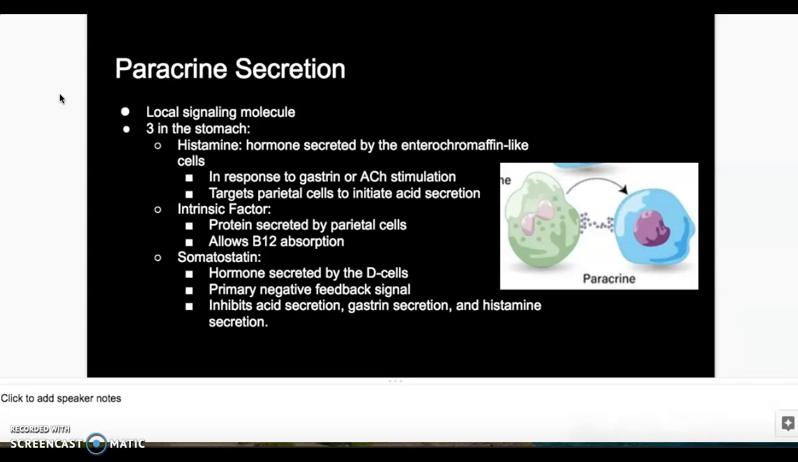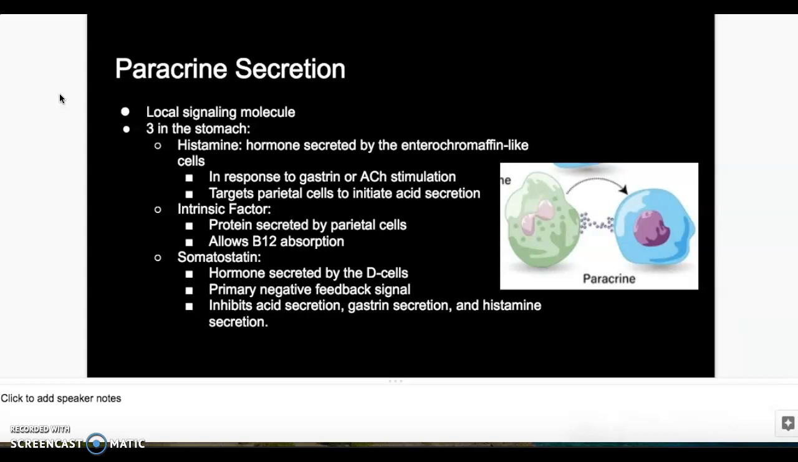The next paracrine secretion is intrinsic factor. Intrinsic factor is actually a protein that gets secreted by parietal cells. And intrinsic factor is super important because it will create a B12 complex, which allows the body to absorb that vitamin B12. And vitamin B12 is super important in various different mechanisms throughout the body. So intrinsic factor is super important so that we can keep our systems within our body healthy via that B12.